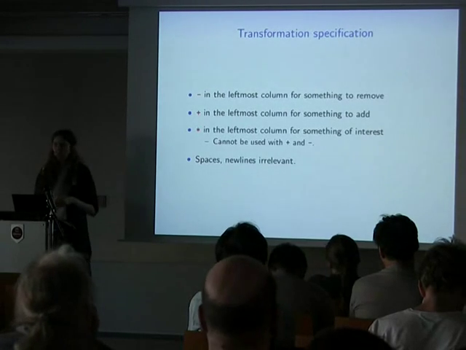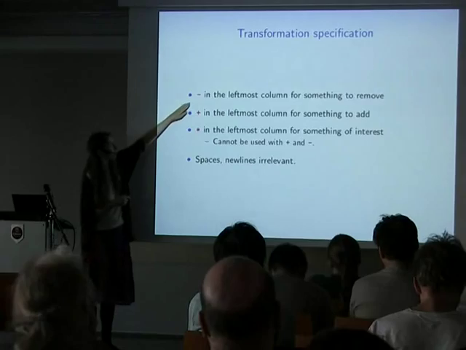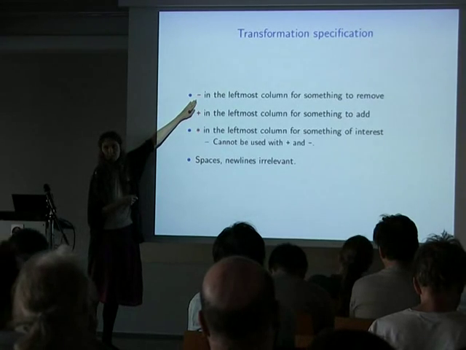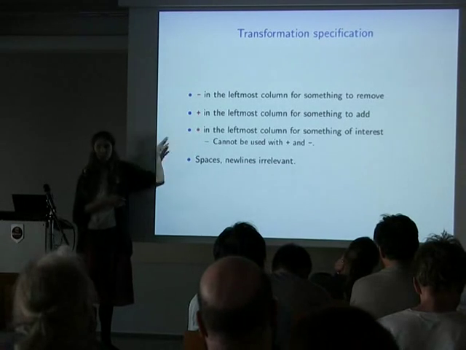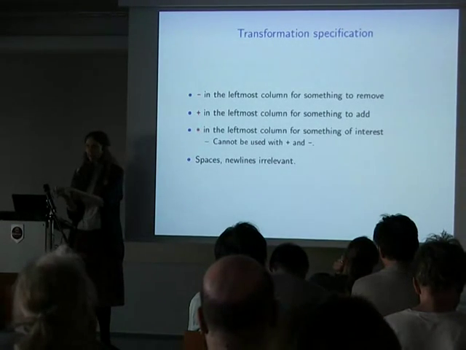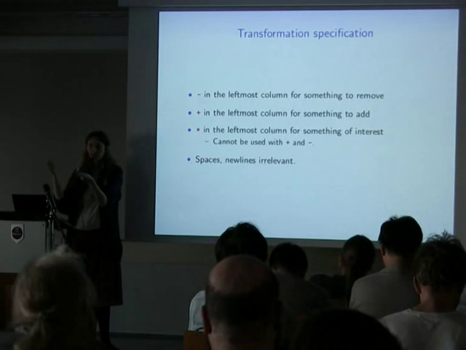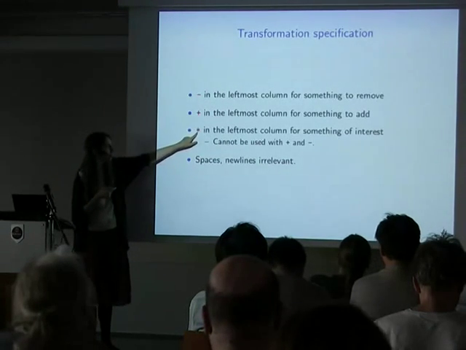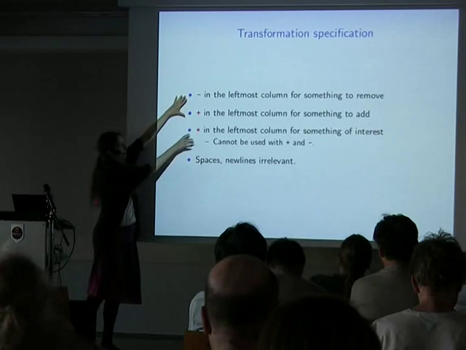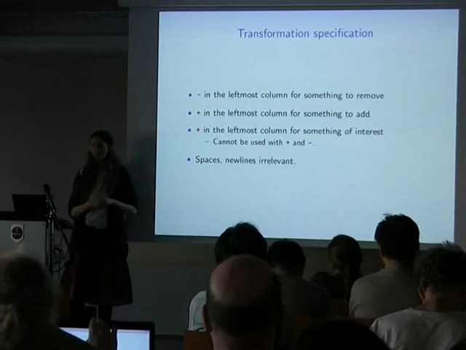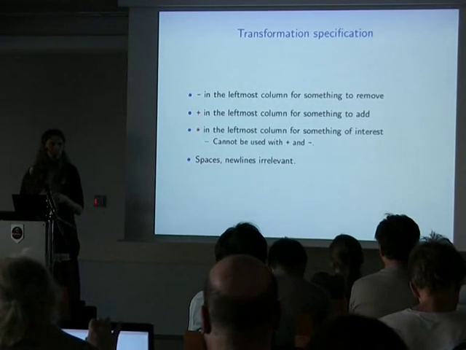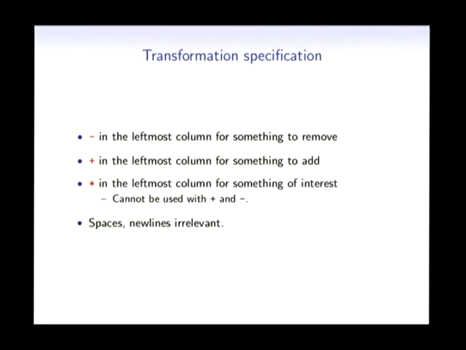And then in the transformation, there are several options. One of them is you can put a minus in front of a line, and it will remove that line. A plus in front of a line, it will add something. If you don't know whether you want to remove or add, but there is something important that you want to search for, you can put star. So these are two different worlds: this is searching, and this is transforming. And then spaces and new lines and so on are irrelevant. You can put as much or as little as you want on a line, and it won't have any impact on how it looks in the C code.